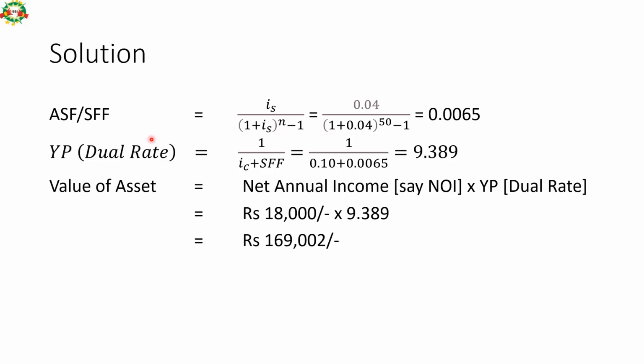This is the solution. First, we have to calculate SFF, annual sinking fund factor or sinking fund factor, both are the same, using this formula, which gives 0.0065. IS and N, recoupment rate, correct? And then the dual rate year purchase, which is nothing but 1 divided by (10% plus SFF). So it is 9.389. Net annual income is given as 18,000 rupees. So if you multiply 18,000 with this year purchase, or year purchase dual rate, you get the value of the property as 1,69,000 rupees. Let us try to solve this question with the help of an Excel sheet.